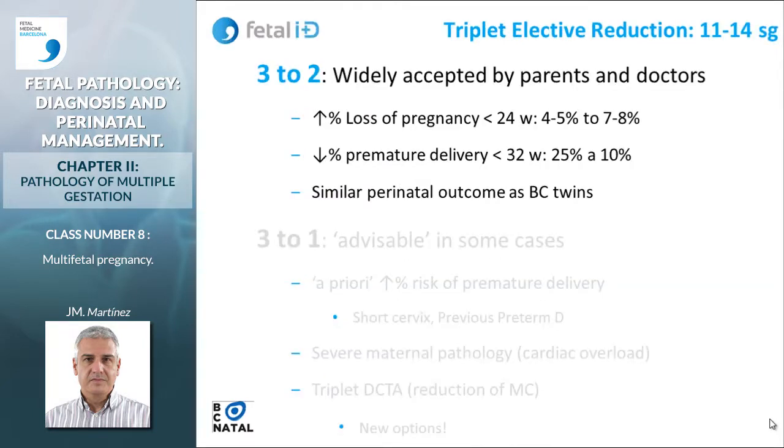Regarding the triple pregnancies, it is widely accepted by parents and doctors to reduce the pregnancy from 3 to 2, and it's due to the high risk of prematurity the triplets have. When the selective reduction is done before 24 weeks of pregnancy, the risk of pregnancy loss increases by 2% more or less. But on the other hand, we reduce the prematurity, as the triplet risk of 25% of delivering before 32 weeks will be reduced to 10%, if done at 11-14 weeks, and therefore the risk will be comparable with a normal dichorionic pregnancy.